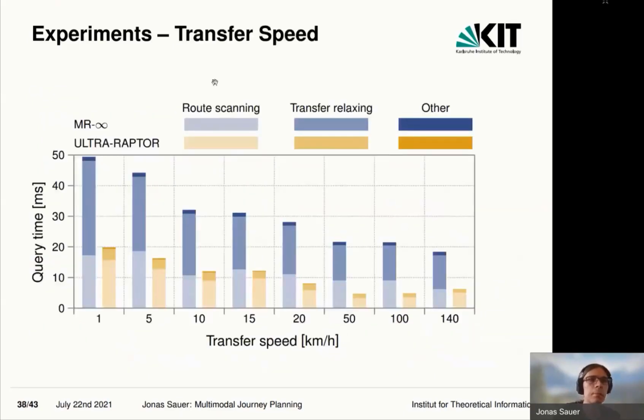Okay, and I think we can make this slide very short. This shows you the query time for different transfer speeds. So the last slide was only for walking, but the speedup remains in place for higher transfer speeds as well. And in fact, the overall query time declines both for our baseline algorithm and for ULTRA-RAPTOR as well. And the time spent relaxing the transfer graph is about 50% for MR-Infinity, and it shrinks to about 10 to 20% for ULTRA-RAPTOR.